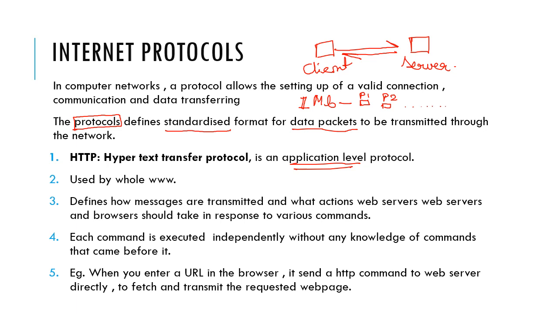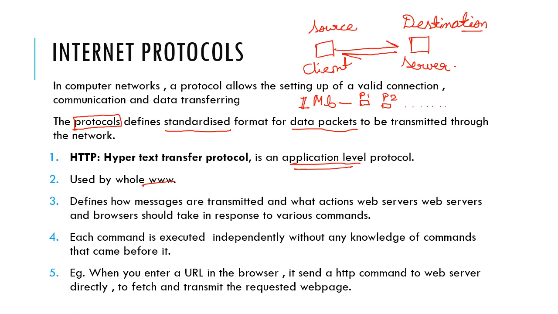There are 7 layers through which a message has to be passed in order to reach the destination. This is the source, this is the destination. HTTP is used by the whole World Wide Web and defines how messages are transmitted and what actions web servers and browsers should take in response to various commands.